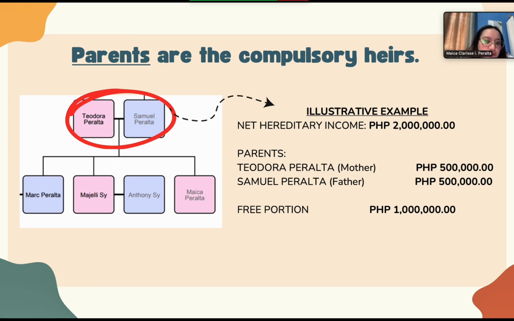My parents are Chodora Peralta and Samuel Peralta. Let's say we have a net hereditary income of 2 million pesos. The article provides that half of 2 million will be provided equally to my compulsory heirs. So we have 500,000 pesos for my mother and 500,000 pesos for my father, which is a total of 1 million pesos. So the free portion is 1 million pesos.